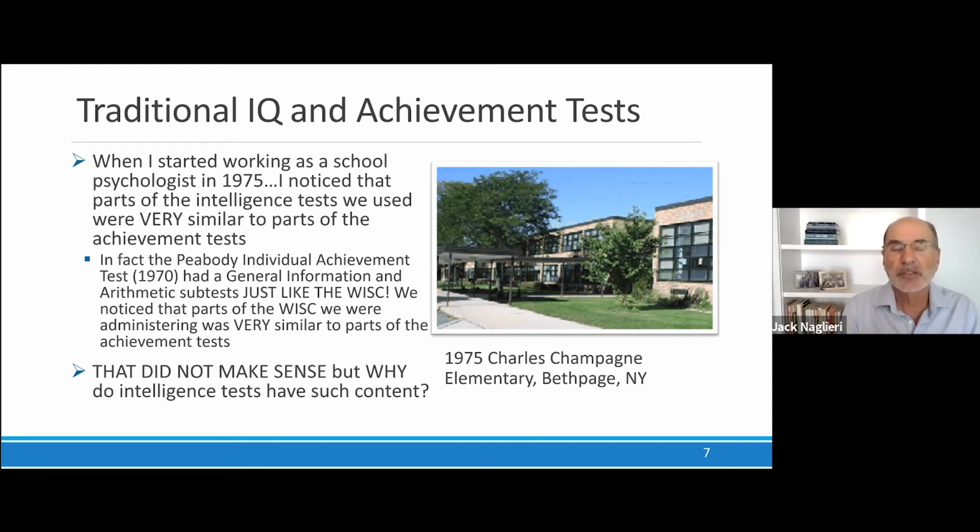Because I noticed things that you all have noticed too. But we accept the content of tests because of their stature in the field. And I'm going to suggest to you that that's not a good reason to accept the content of tests. It doesn't make sense that we should decide how smart somebody is based upon how much they know.